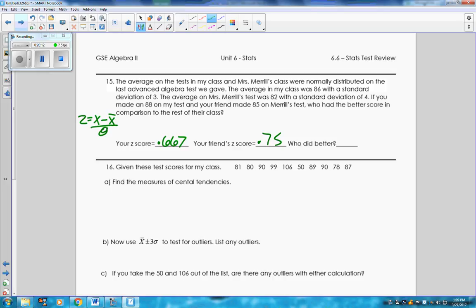Now you have to decide who did better, you or your friend. To determine who did better, you want to pick the person who was the furthest away from the mean, with the numbers to the right. So in this case, the person who did better was your friend.